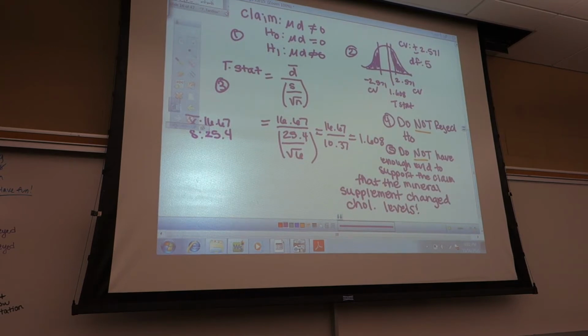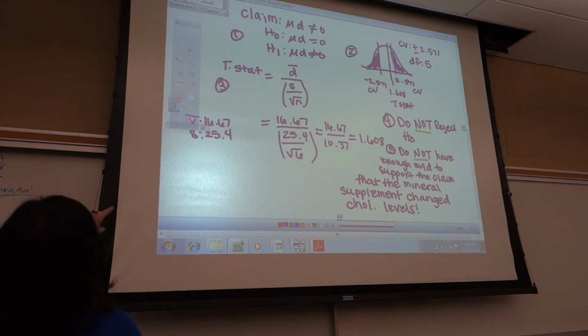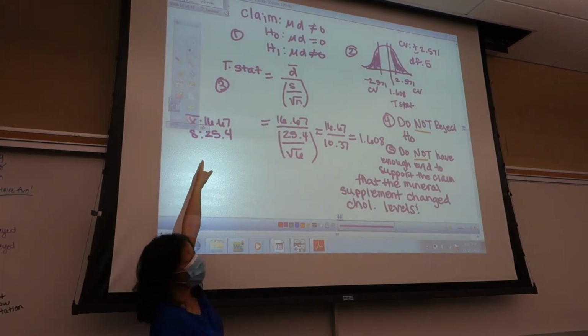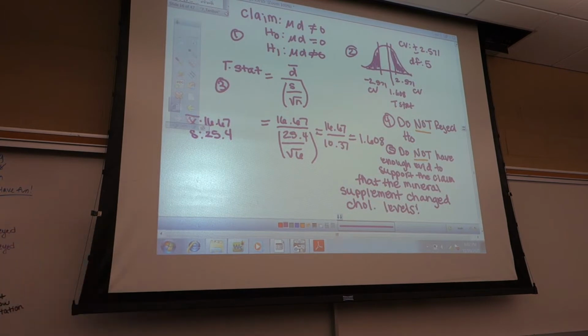Okay, first, you have the difference between the two groups. I didn't list that, but your x-bar is 16.67 and s is 25.4. The claim is that mu d is not equal to zero, since it's just asking if it changed, so it could change negatively or positively. That's why it's a two-tailed test. H0 is always equal, mu d equals zero. H1 is mu d does not equal zero.